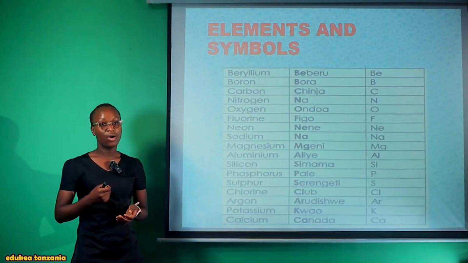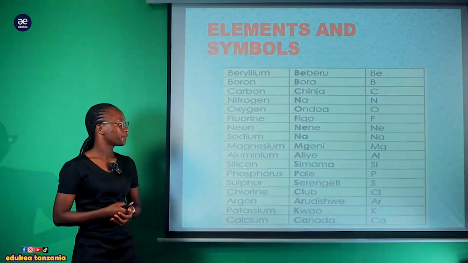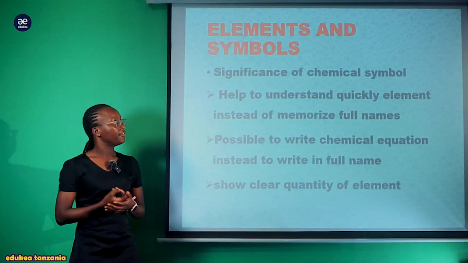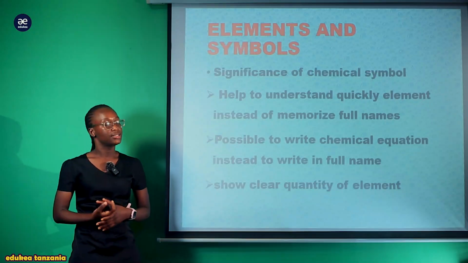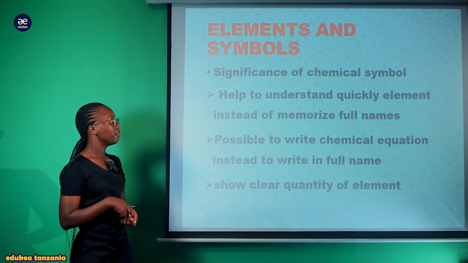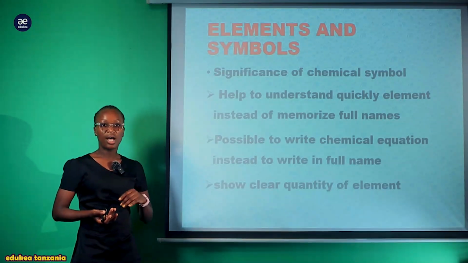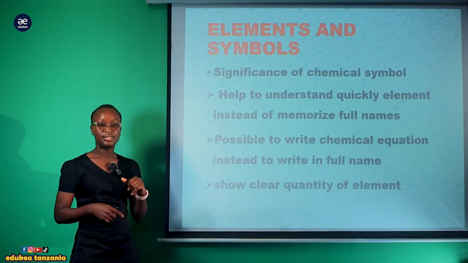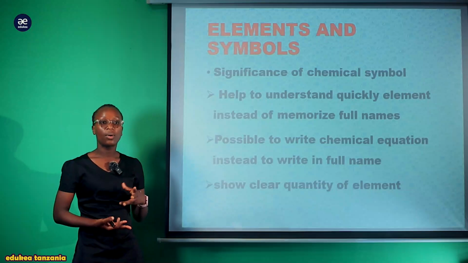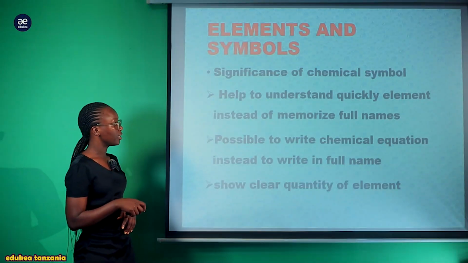Now, is there any significance of having the chemical symbol? Yes. What are they? It helps to understand an element quickly instead of memorizing the full name. You can see it's difficult to say beryllium. So once you have Be there, it is easy for you to understand the element quickly, that is, you understand a certain element quickly by using its symbol. Another, it is possible to write a chemical equation instead of writing the full name. In chemistry, we have reactions, and in the reactions we include all these elements.